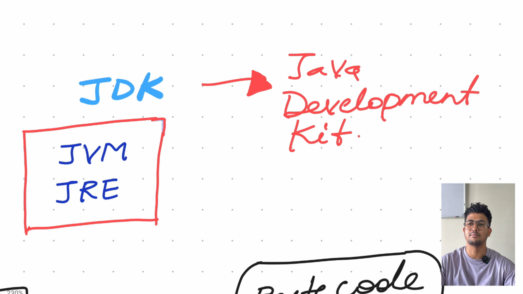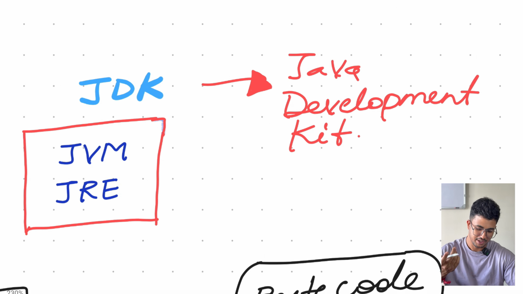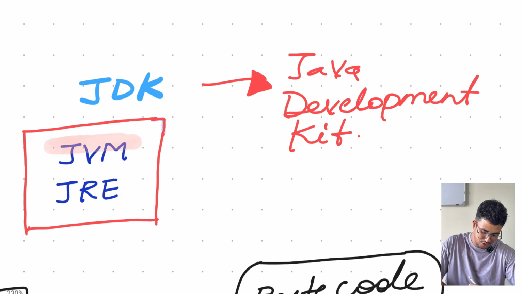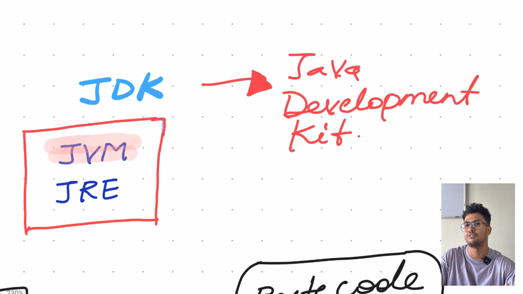JDK is nothing but Java Development Kit. When we talk about the Java Kit, there are two main components to that. One is JVM, another one is JRE. So what is JVM? What is JRE? Let's get into that. First thing is JVM. JVM is nothing but Java Virtual Machine, and JRE is nothing but Java Runtime Environment.